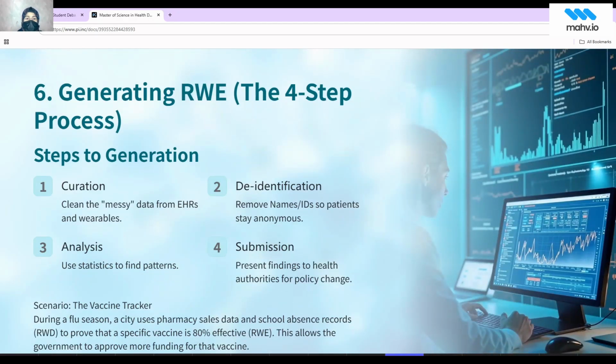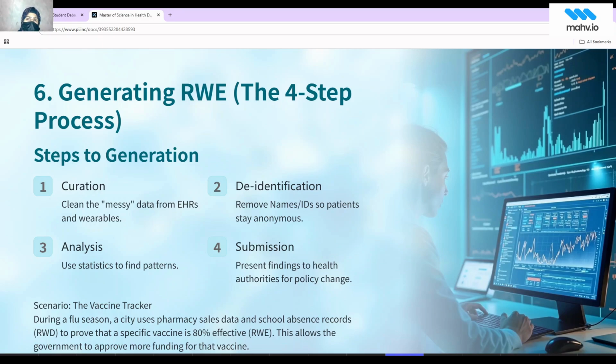Generating real world evidence is a four step process. Curation: clean the messy data from electronic health records and wearables. De-identification: remove the names and IDs so patients stay anonymous. Then analysis: use statistics to find patterns. Submission: present the findings to health authorities for policy change.